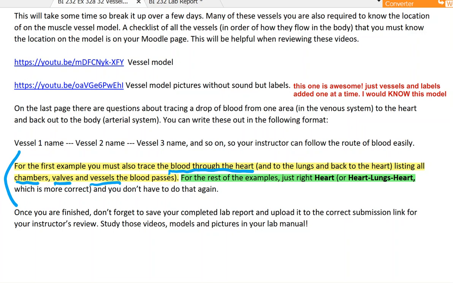Once you do that one time, you just write heart afterwards. You don't have to go through all the vessels, valves, and chambers again. And this is the format I want you to write your pathways. I want you to write vessel name, and then it goes into the next thing and the next thing, etc. You don't have to write sentences, just write one vessel to the next vessel to the next vessel. And I'll show you that in your lab report.